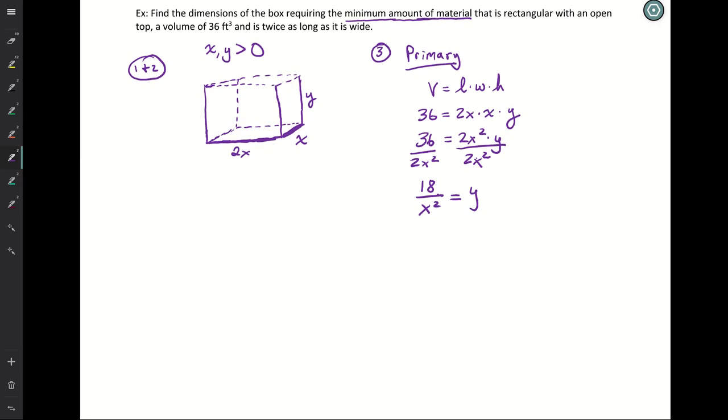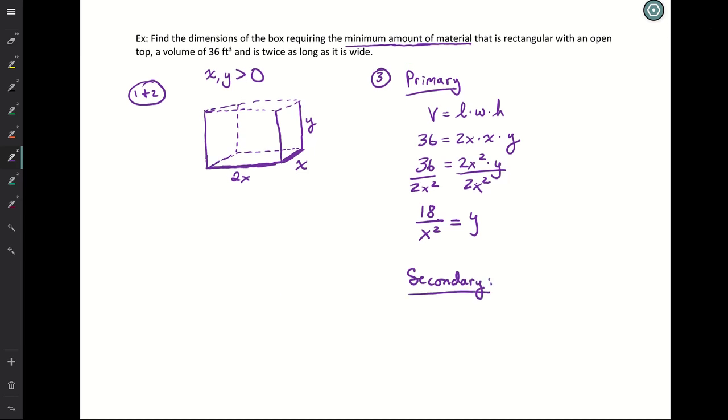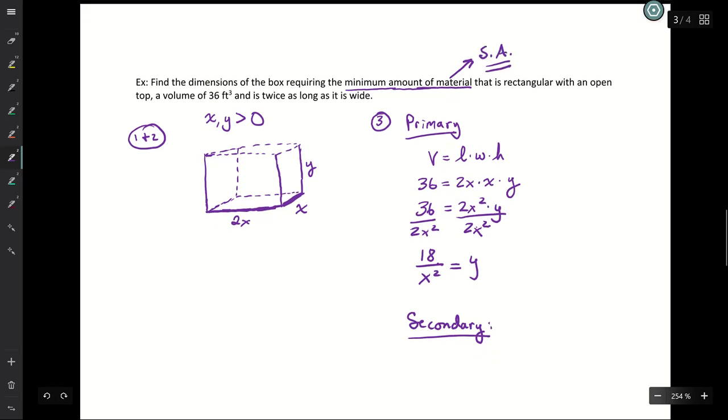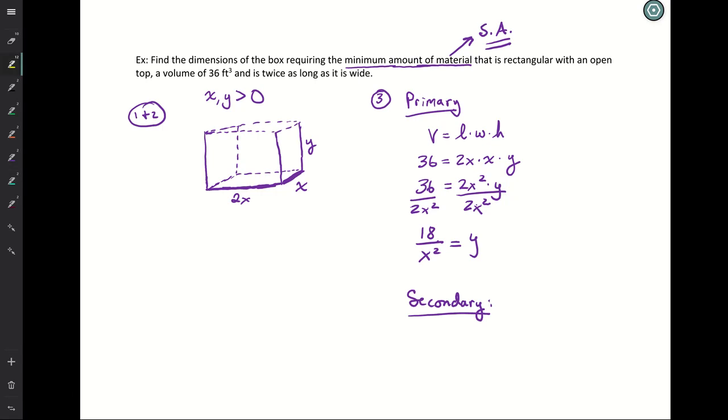So let's go ahead and go to that secondary equation. The secondary equation is the thing we're trying to maximize or minimize. They want to minimize the amount of material. What does that mean? That means we want to minimize the surface area. So when they say amount of material, think surface area. On this one, keep in mind that we're really only wanting to cover a couple of surfaces. We're covering, obviously, the bottom surface. We're covering a side surface here and here.